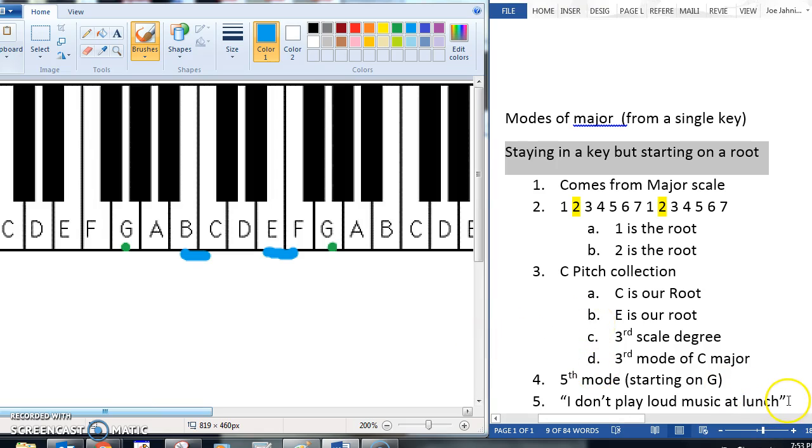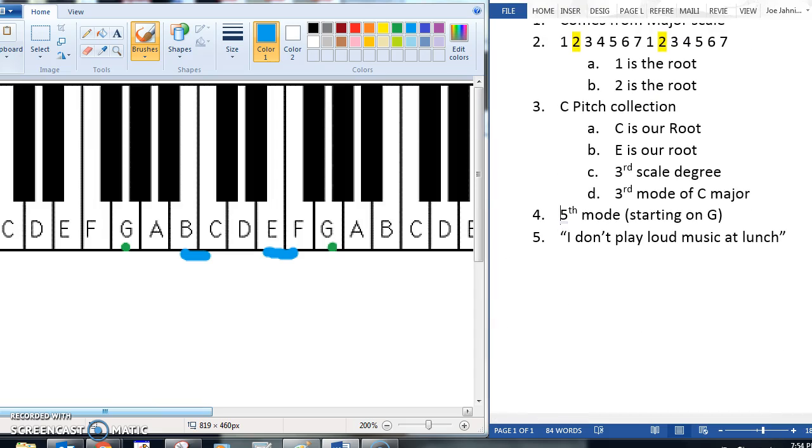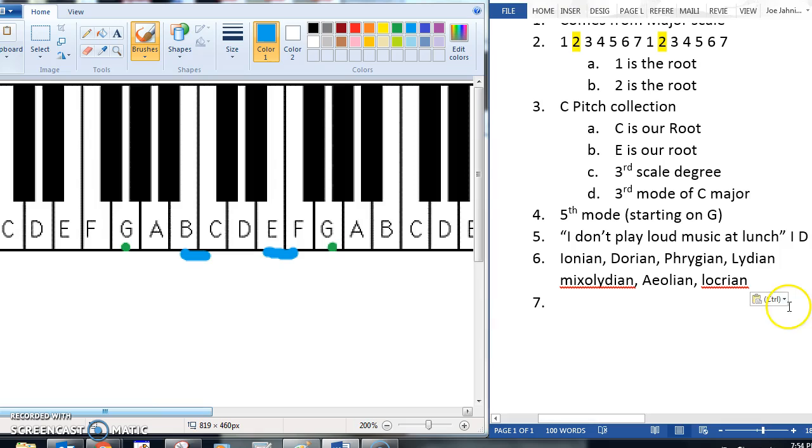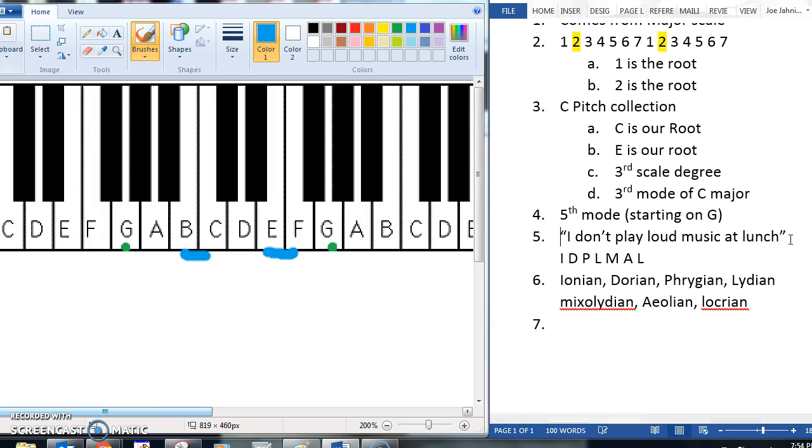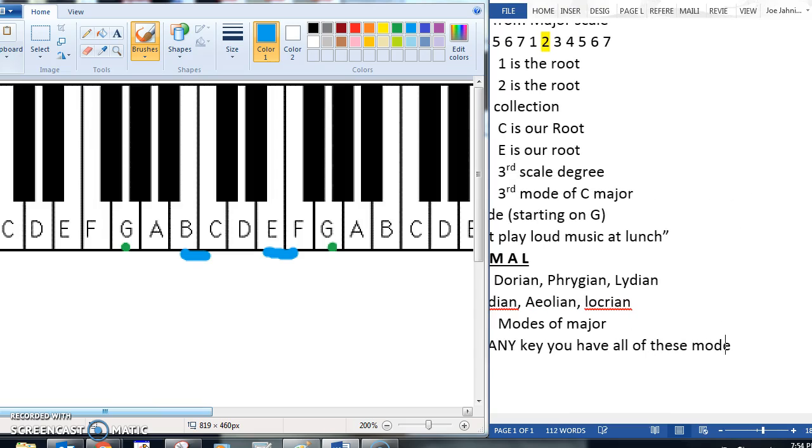So let's talk about what this means in a different way. The phrase that works for this is, I don't play loud music at lunch. I don't play loud music at lunch. What that stands for, IDPLMAL, is the different names of the modes. So Ionian, Dorian, Phrygian, Lydian, Mixolydian, Aeolian, Locrian. These are the names of the modes in order, the modes of major. So inside any key, you have all of these modes.